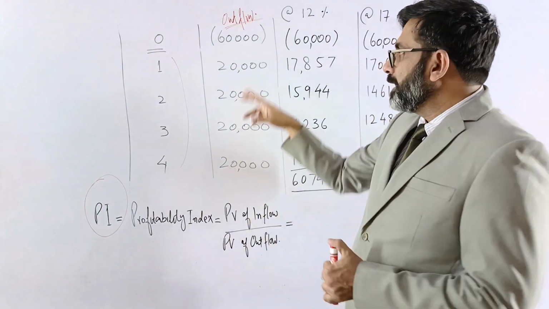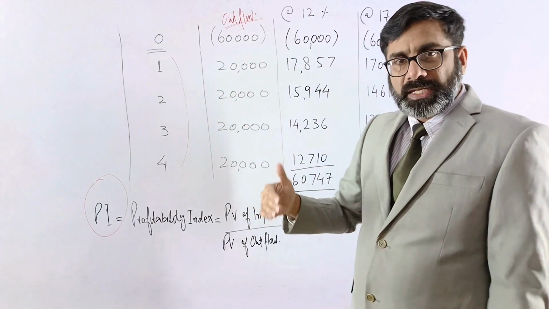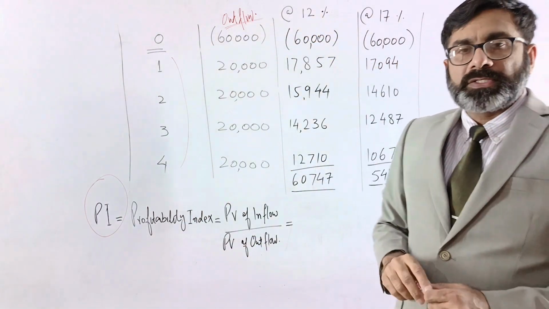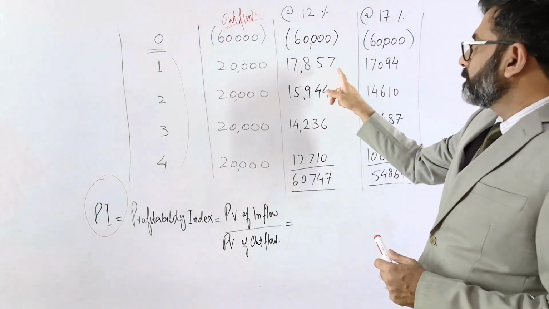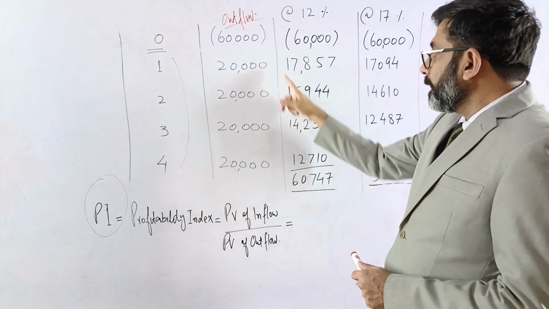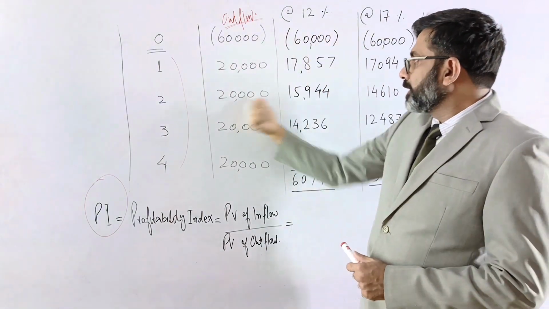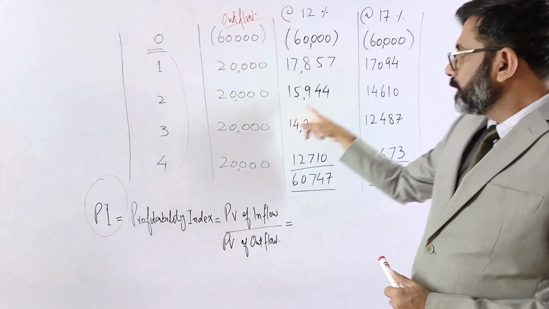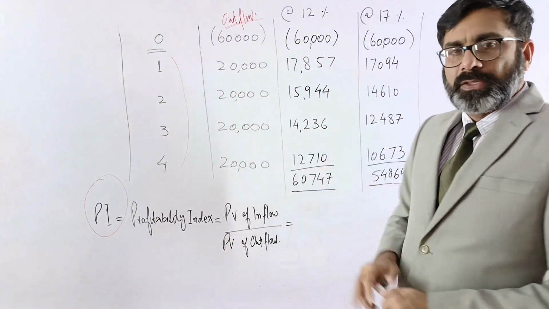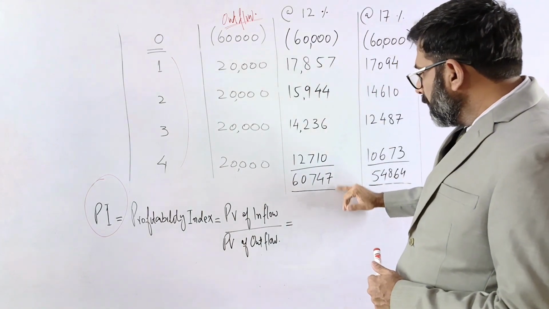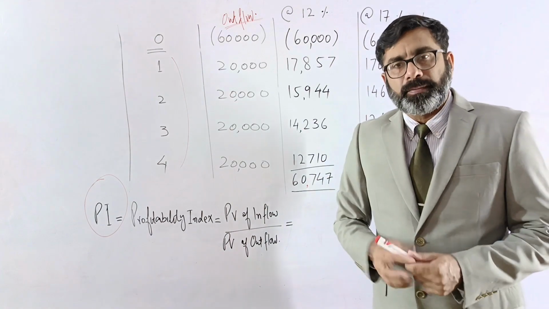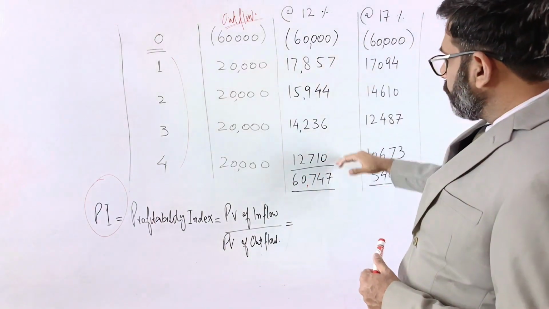So what is the value? What we are getting is 20,000 after 1 year, but what is the present value of that? If we discount it at 12%, the answer will be 17,857. Same if we discount it for 2 years, the answer is 15,000, for the 3rd year 14,000, for the 4th year 12,000. If we get the total of this, it is 60,747 approximately. So these are the inflows.